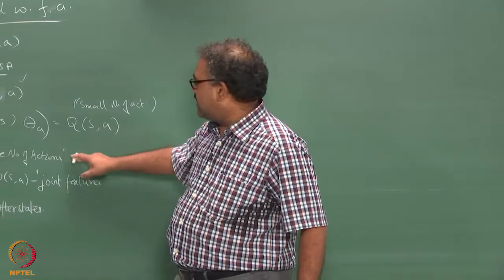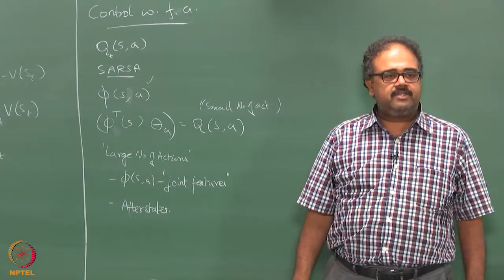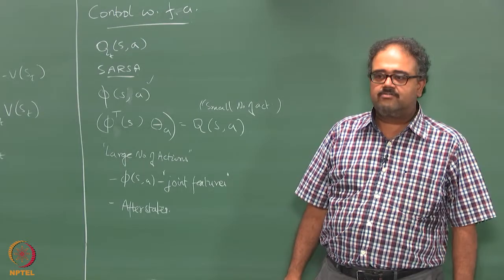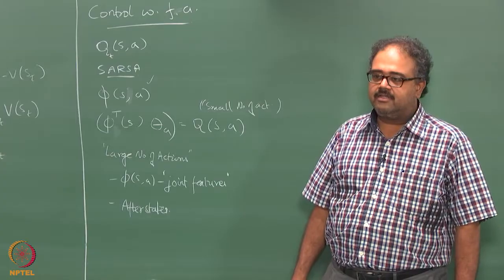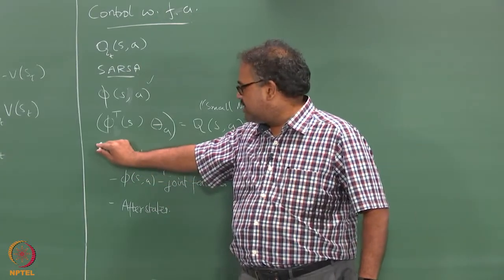So when you have a large number, I put everything in quotes, right? Because we don't know what large means. So how large is large? 4 could be large, right? Even with 4 actions you can think of using after states, it might work, right?